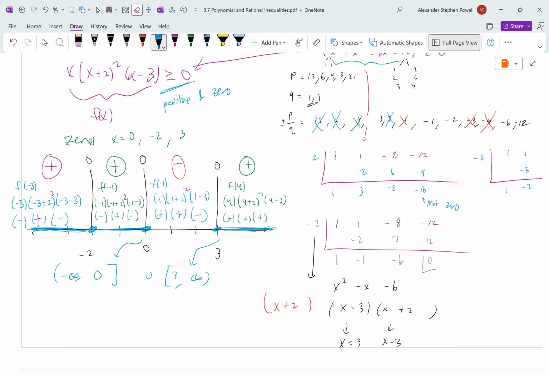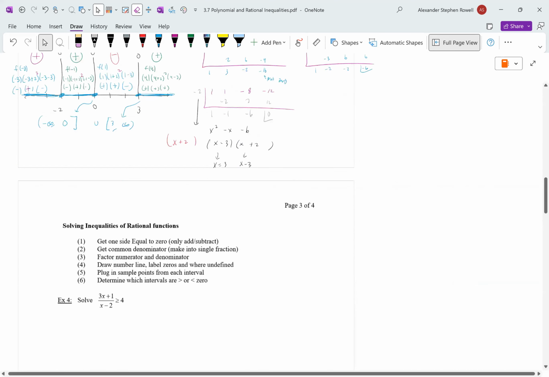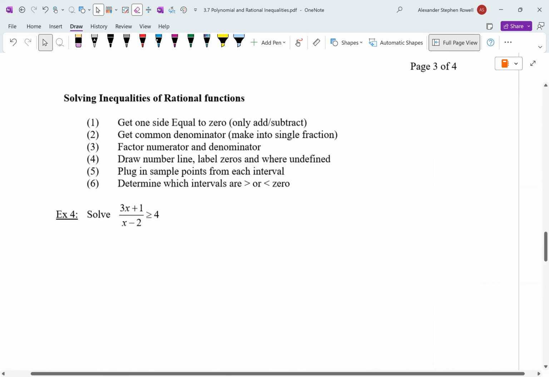That's our answer. Every value in those intervals, if you plug it into the original inequality, you'll get a true statement. If you plug in any number between 0 and 3, it'll give you a false statement. What we're going to do next time is called a rational inequality. I just want to point out, I have 20 seconds left.